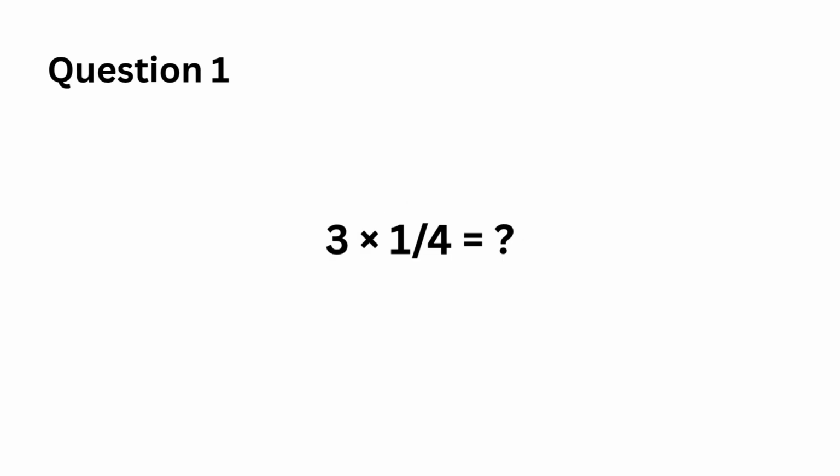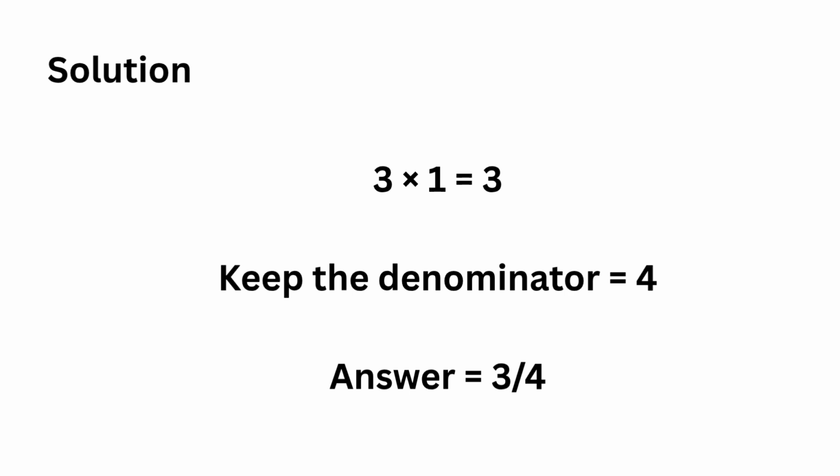Our question 1 for today is 3 times 1 over 4, or 3 times 1 quarter. So you remember our rule. When you see a whole number and a fraction being multiplied, you multiply the whole number by the numerator and then you keep the denominator. So if you multiply 3 times 1, you get 3, then the denominator remains. Our answer is 3 over 4.